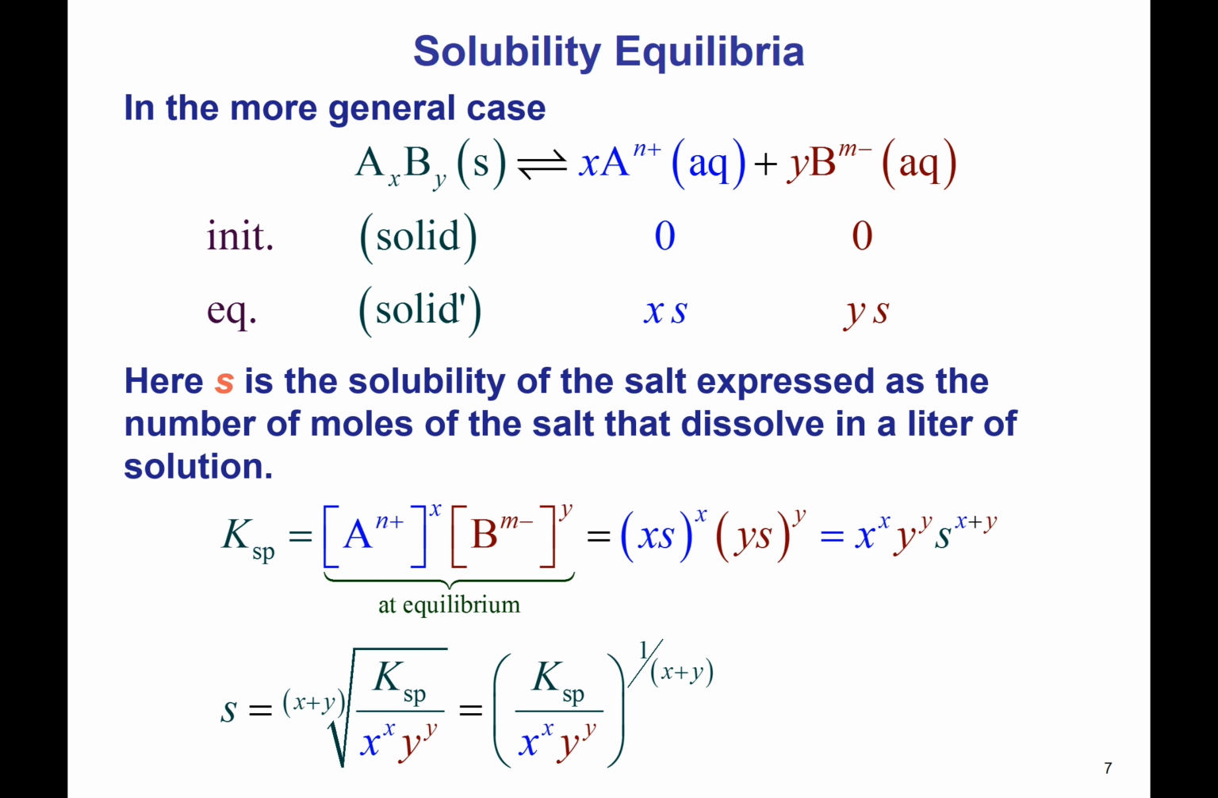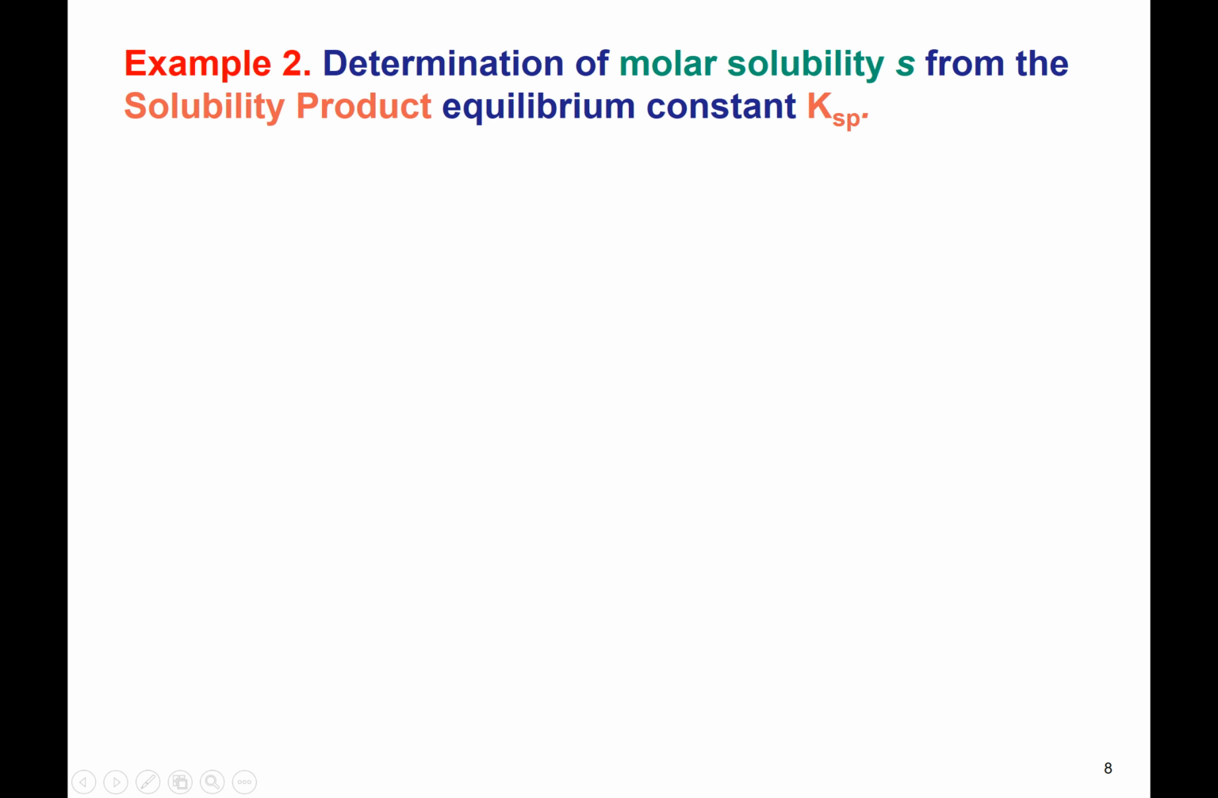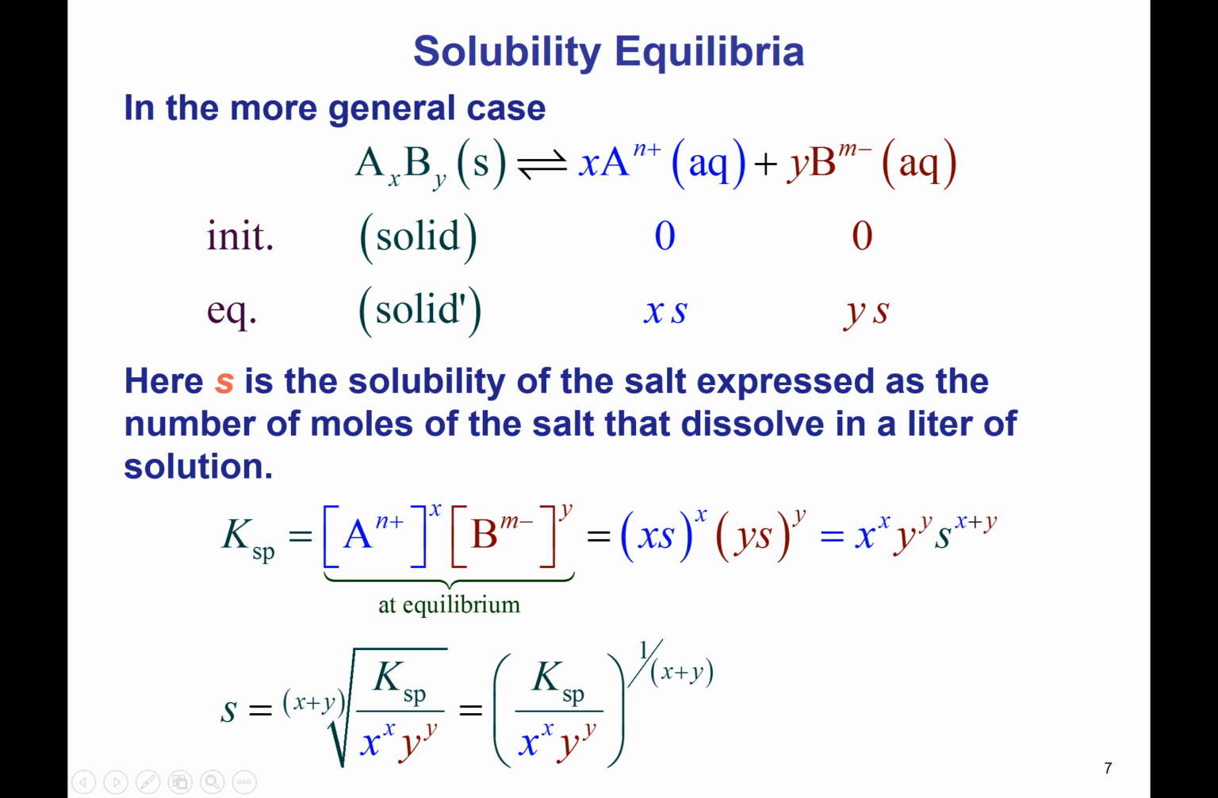In most common cases, we will know the solubility product, and what we want to determine is the solubility. So we have to solve this equation for S. Well, the first thing we can do is pass these stoichiometric coefficients powered, dividing to the other side, and then take the X plus Y root. So S is the X plus Y root of the ratio of the solubility product divided by these stoichiometric coefficients with the respective powers.